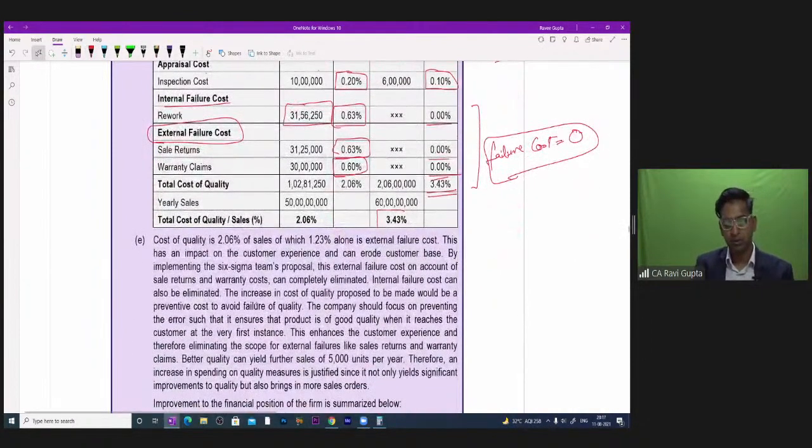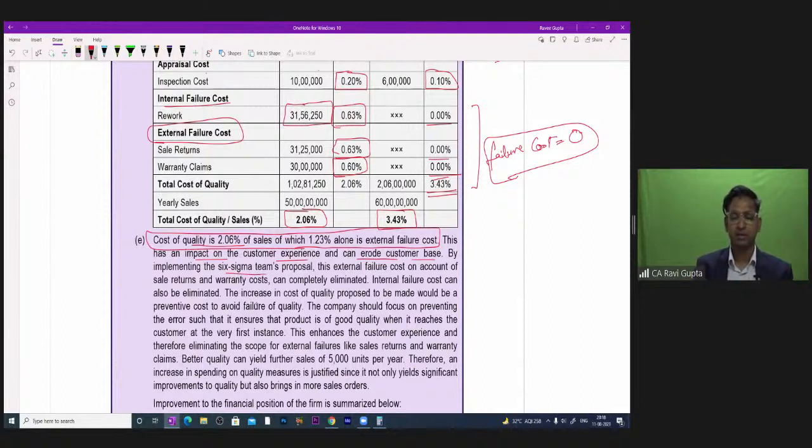If we compare, yes, we have incurred more cost than before. Previously the total cost of quality was only 2.06% of sales. Now it has increased to 3.43%. Out of the 2.06%, 1.23% is the external failure cost. This has impacted the customer experience and can erode the customer base. Yes, this is the reason why the customer base was eroding.